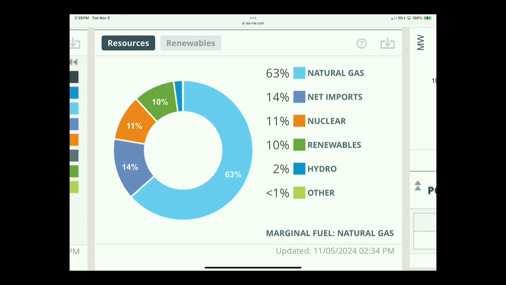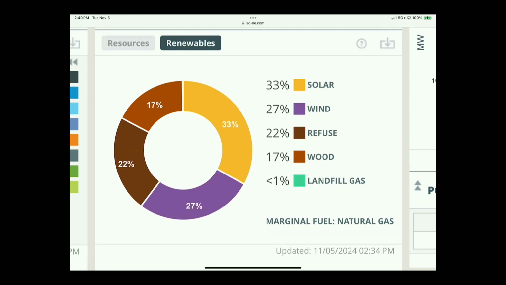Where I live at this moment, this is pretty typical. About 2/3 of it is natural gas. You can see there's other things providing power here too. Notably, renewables is about 10%. If I zoom in on that, you will see that of that 10%, about 2/3 is wind and solar. The rest is refuse, which means burning trash, and wood pulp, which is a byproduct usually of paper making or whatever.